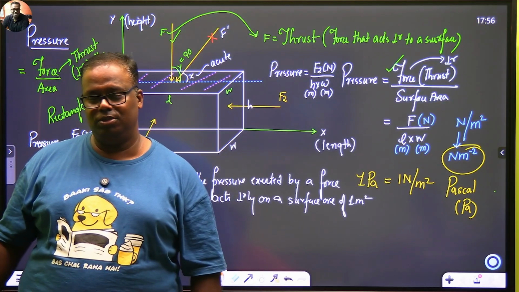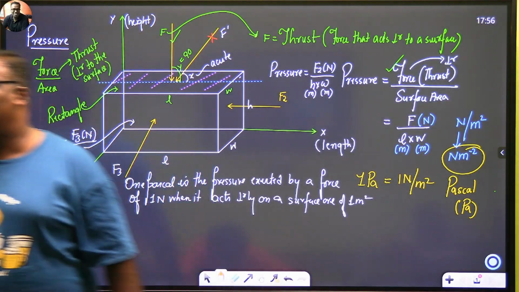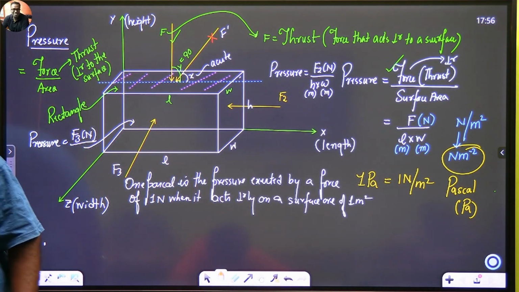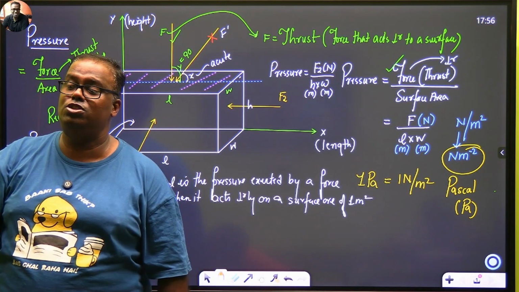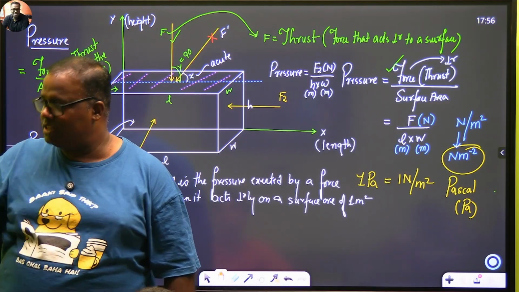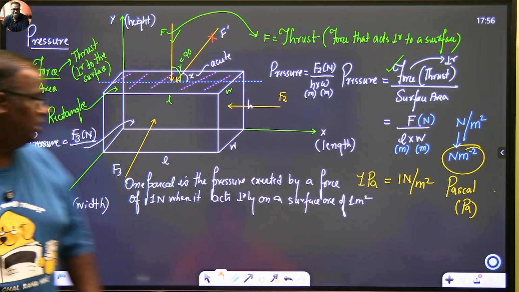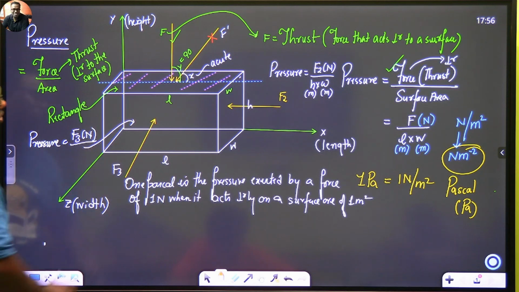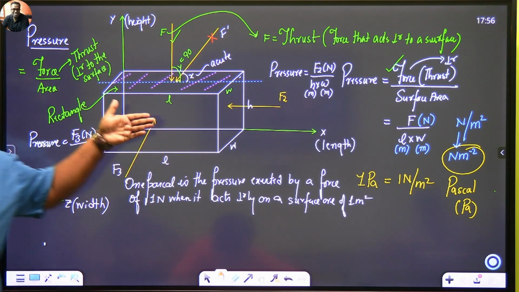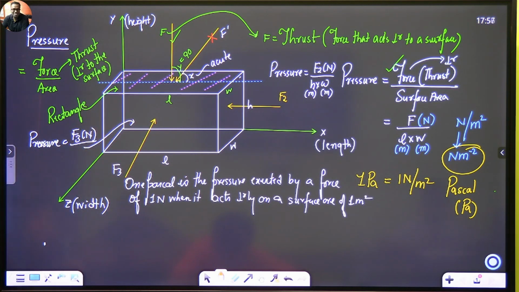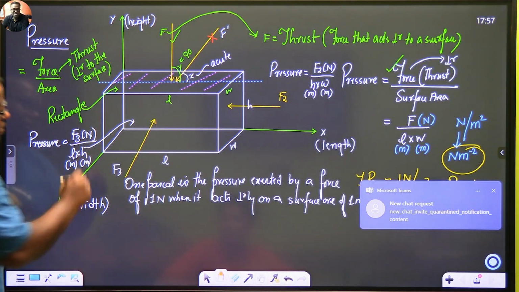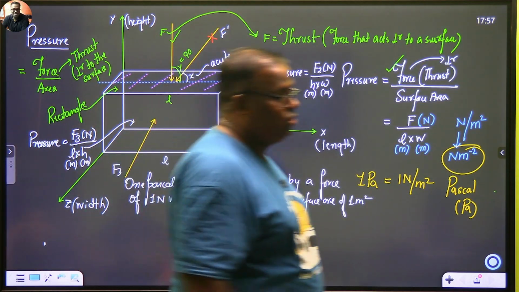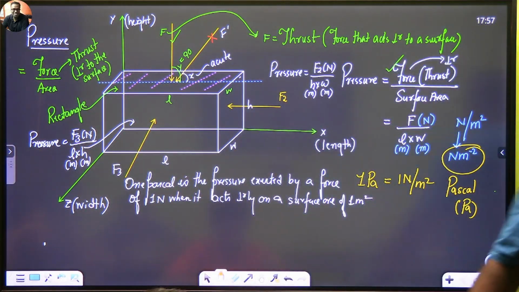So don't think that the pressure exerted on all surfaces are the same, because they will depend upon what is the force that is acting on any surface, and it will also depend upon what is the surface area of that surface on which the pressure is acting. So for this surface it is given by F3 divided by length times W. I hope now you have understood.